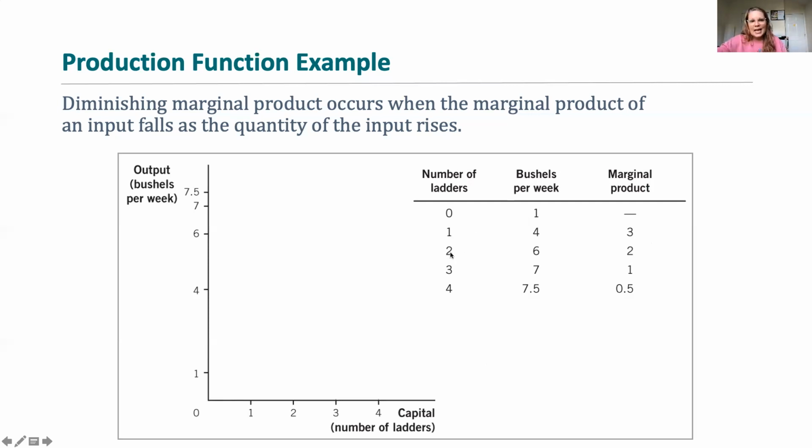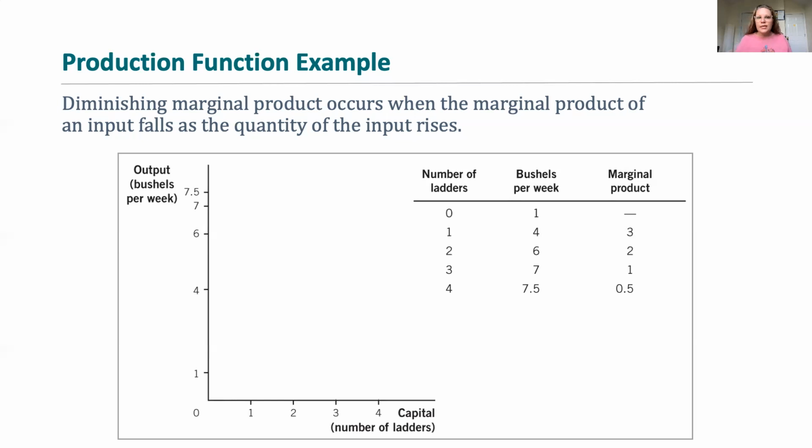When we add a second ladder, because we're now dividing those ladders between the existing workforce, remember we're only increasing 1 input at a time, so we're holding everything else constant. With 2 ladders, we harvest 6 total bushels. That's an increase from 4 to 6, so the marginal product of the second ladder is 2 additional bushels. The marginal product is how much extra output we get from adding 1 more input at a time. Like 1 ladder to 2 ladders to 3 ladders to 4 ladders.